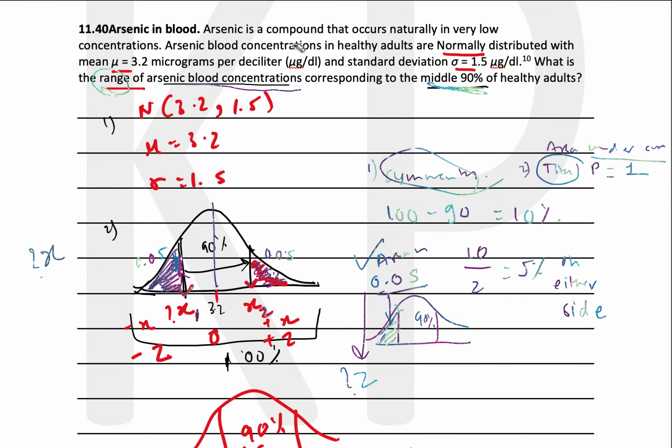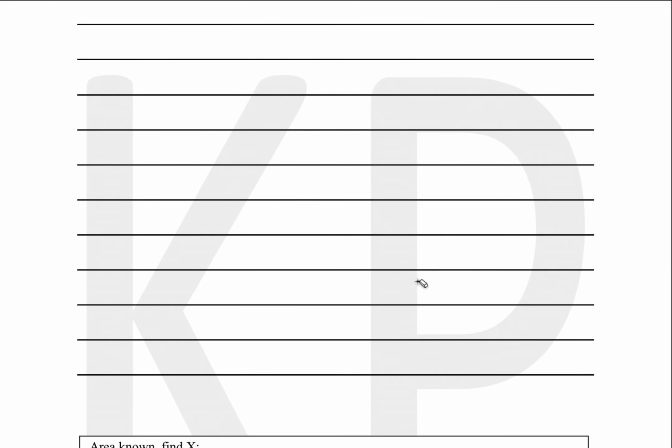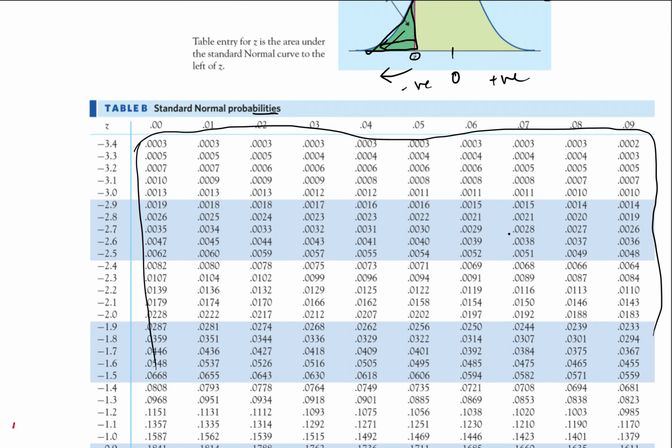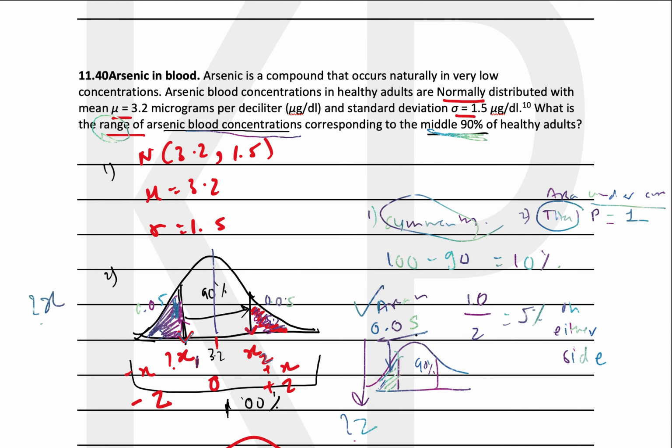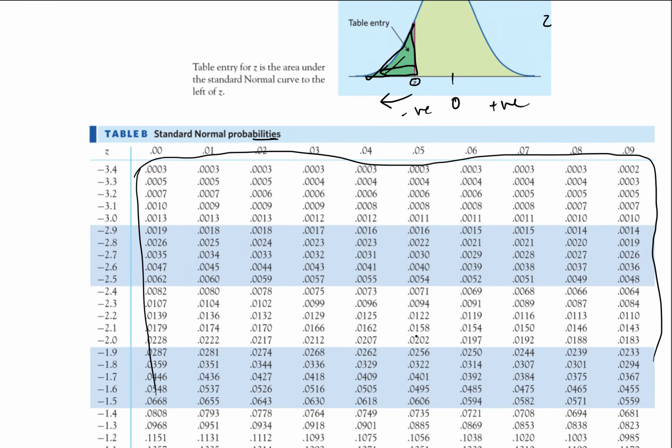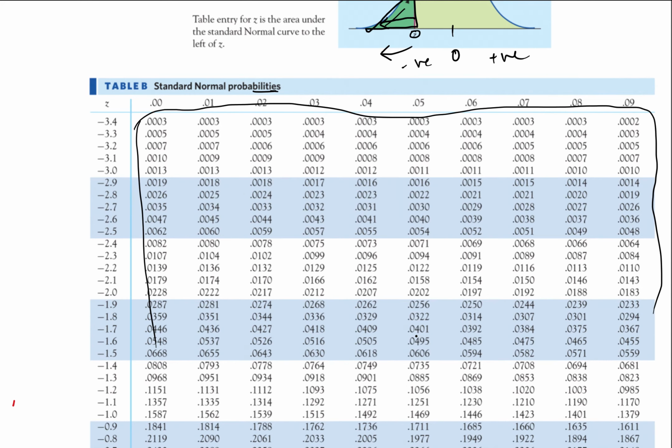Okay, so our area is 0.05. So we'll be looking for area. We know the area. For area, we have to look inside this particular square. So 0.05, you're going to look at 0.04, 0.049, 0.05. So this is 0.05, this is 0.049. So it should be somewhere in between here, right?